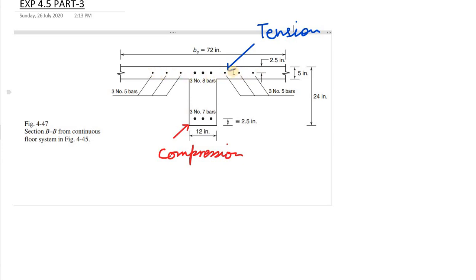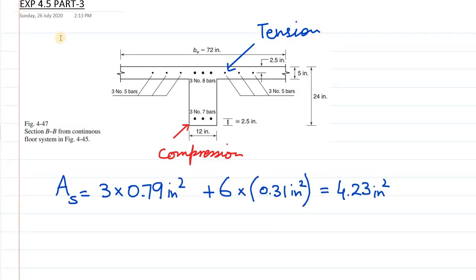So there are some guidelines regarding how to distribute this, but I'm not going into those details right now. I just want to point out that you need to include these 3 number 5 bars on each side while you are calculating the AS. So include them in the tension reinforcement. So AS is equal to, you can see 3 number 8 bars, so 3 times 0.79 inch square, and total 6 number 5 bars, so 6 times 0.31 inch square, 4.23 inch square is the total AS.